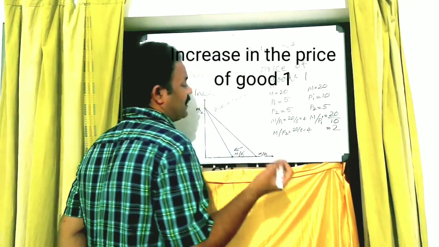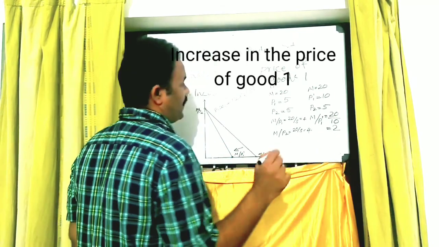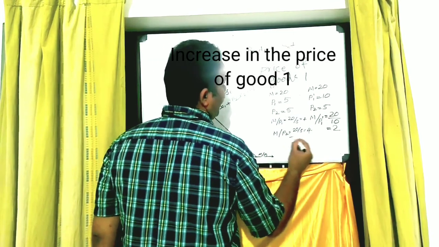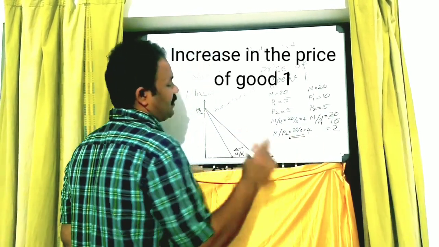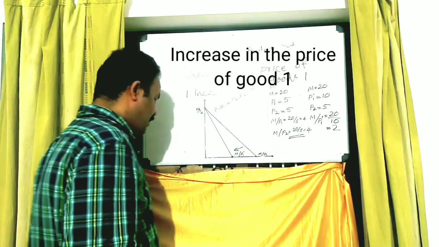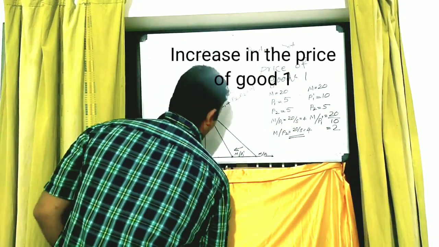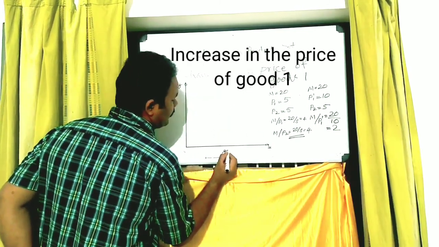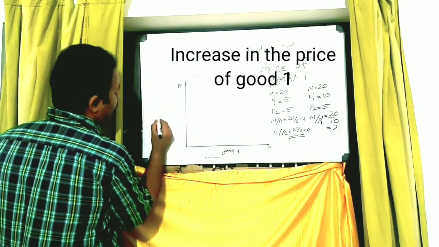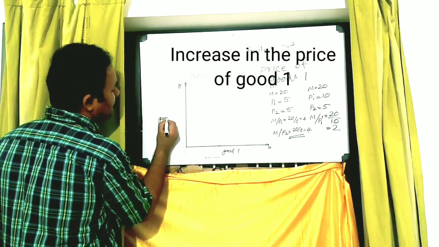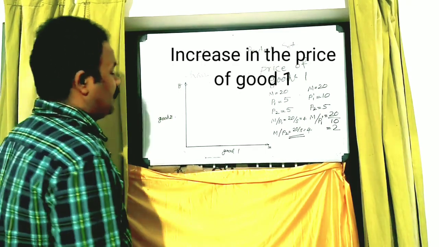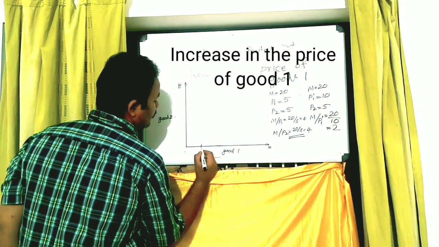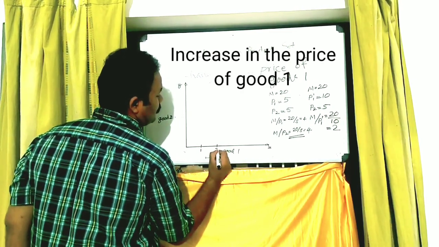There is no change in vertical intercept. M is 20, P2 is 5. So here M by P2, vertical intercept, remains the same. Okay, then we can draw a diagram here. Good 1, here good 2 or mangoes. Okay, then we can mark here points 1, 2.